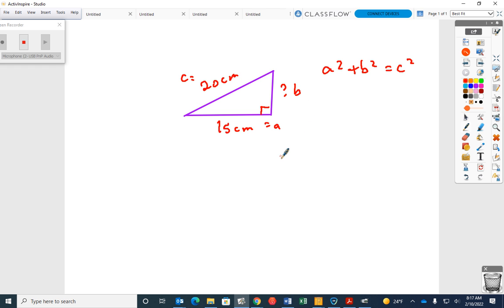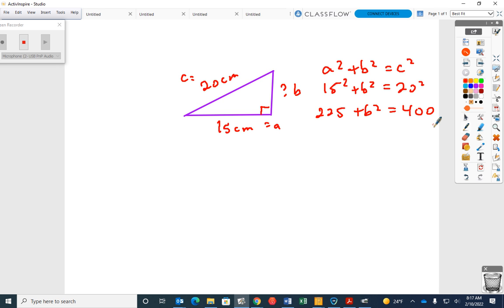So do I have an A? Yes, I do. What is A? 15. 15 squared plus B squared equals, now what's C? 20. 20 squared, okay? Same exact formula, except now we have a number on the other side of the equal sign. So let's figure out what these are. What's 15 squared? 225. 225 plus B squared equals 20 squared is what?